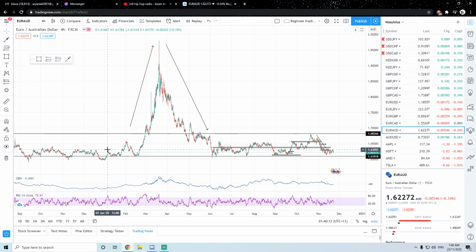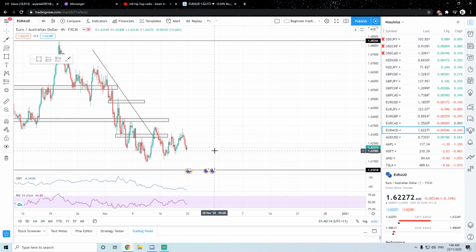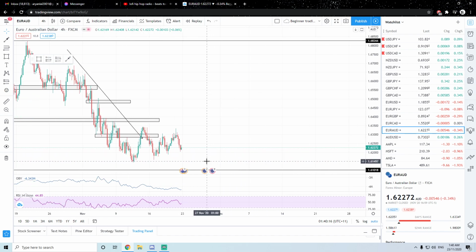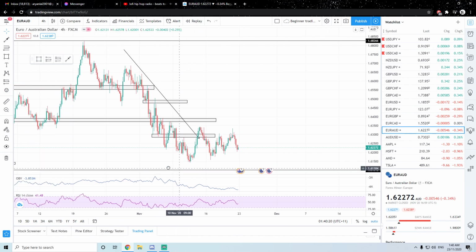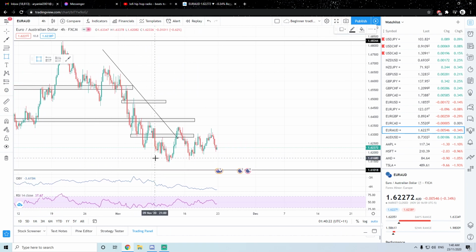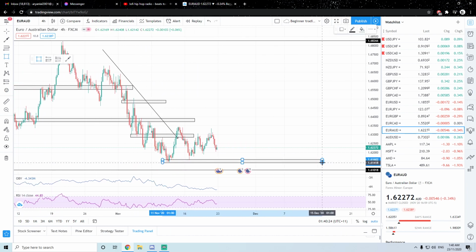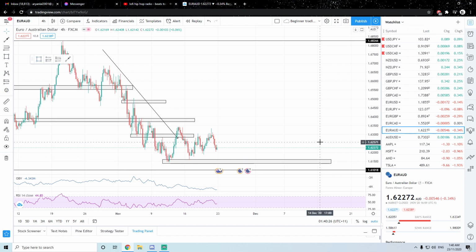So obviously we're going to mark up some key levels, some areas where we think we should be looking to see how this market's reacting. So I'm going to draw this one here as a level of support.